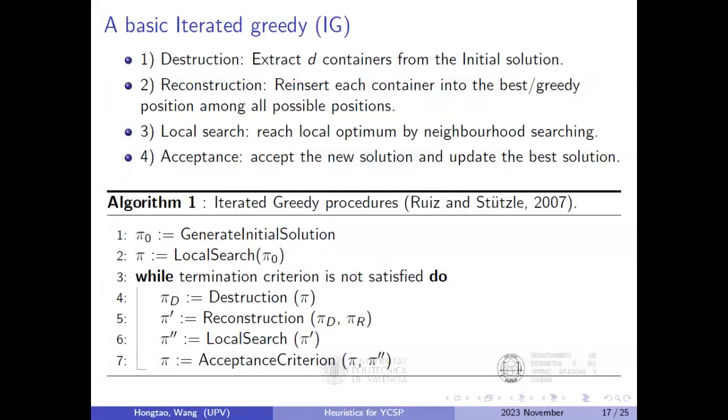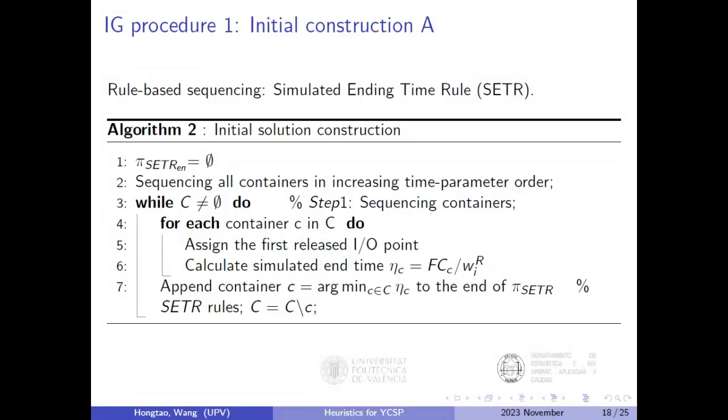And okay, now let's start with our initial constructed solution. As we already know, we must build our sequence. This is a sequence, just like so, just simple. And for each container, we must assign one IO.